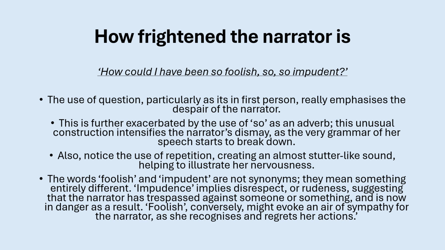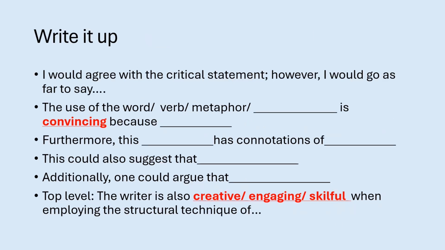Foolish, conversely, might evoke an air of sympathy for the narrator as she recognizes and regrets her action. So it's interesting that they use both of those, because actually it's also, you could say, suggesting that her mindset is not just fear. There's much more of a complexity there. There's fear, there's anger towards herself, there's something quite irrational in that moment, and you can get layers of ideas in there. Now, as you can see, I've gone quite deeply into it, and you will need to do that because you still need to stretch out that analysis, and that will make sure that you're getting into those top marks.